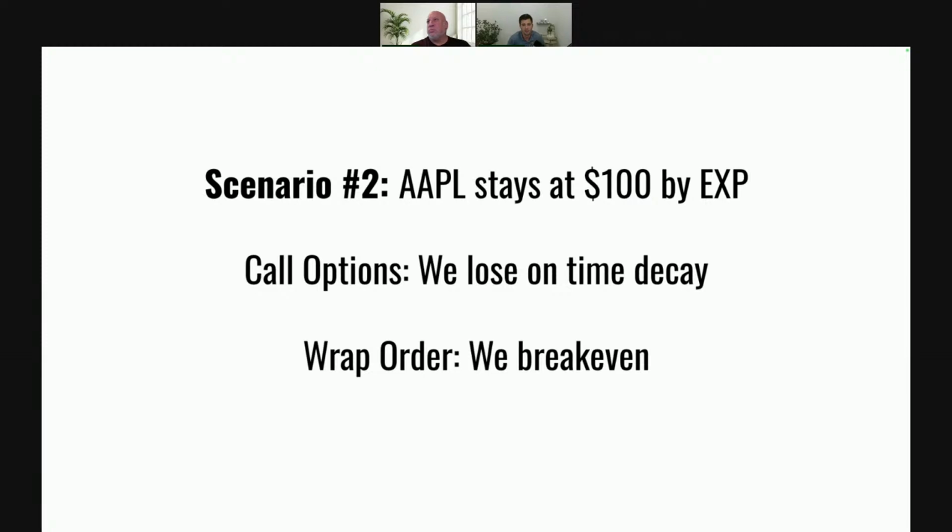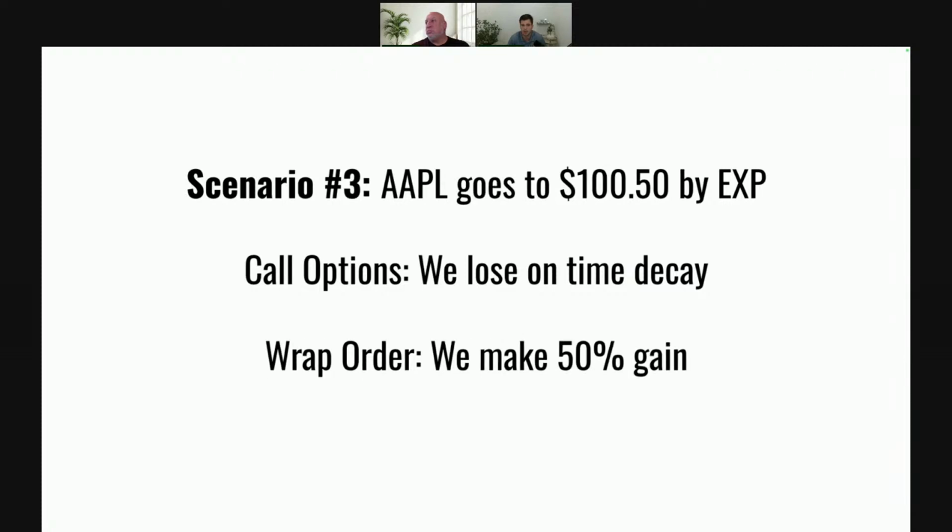Scenario 2, though: if Apple stays flat, stays at $100 by expiration and went nowhere fast, with the call options, you lose on time decay. Remember that example I showed you? The stock gained 2% and I still lost on time decay. With the wrap order, we actually end up breaking even, because by doing the spread, we're offsetting the time decay.